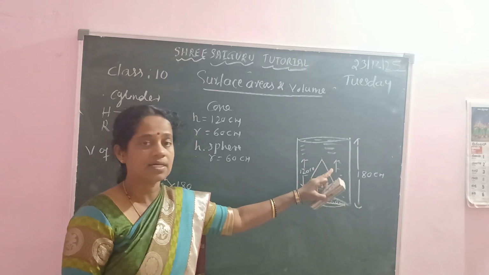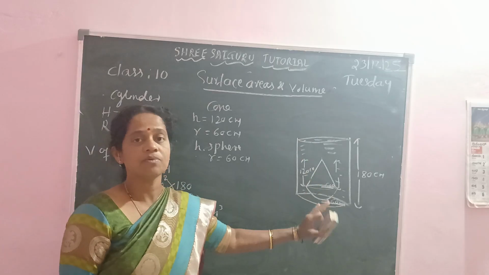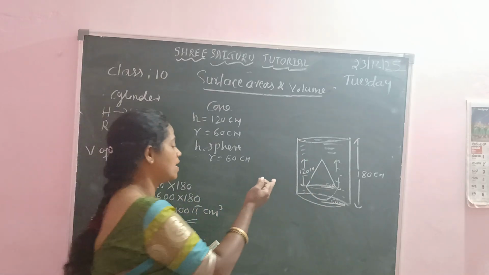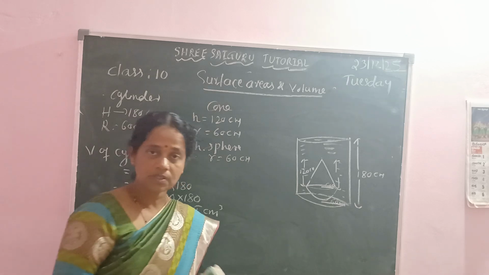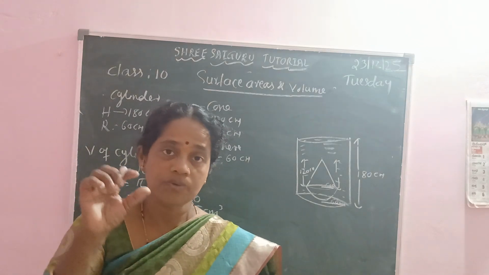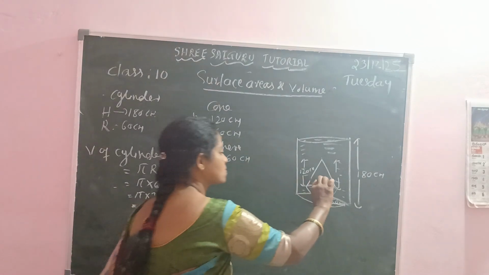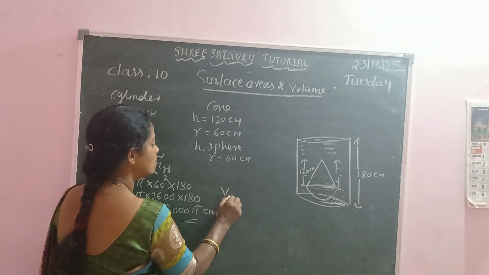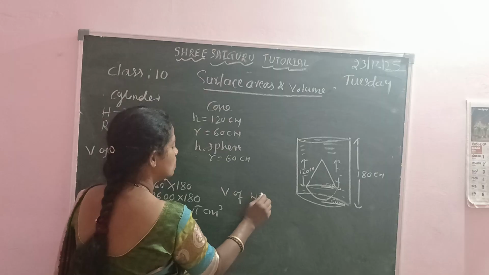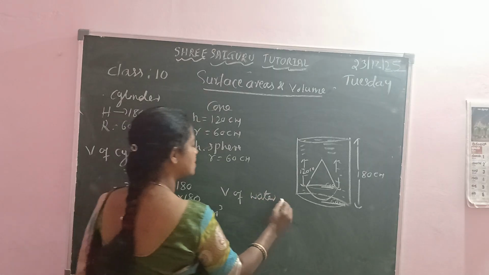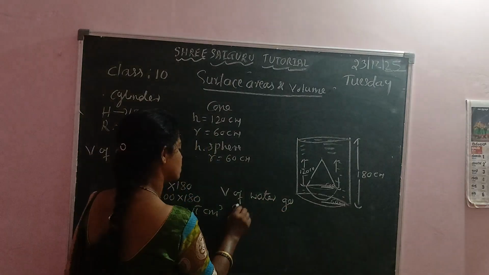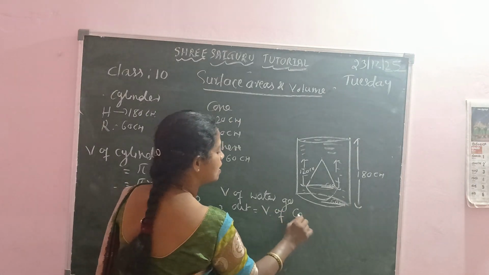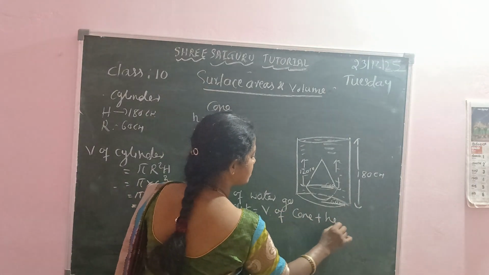Then see here, when you put this solid object inside the cylinder which is already filled with the water, then what will happen? Some quantity of the water will go out. So the volume of the water which goes out is equal to the volume of these two solid objects. So the volume of water which goes out is equal to the sum of the volume of the cone and hemisphere.